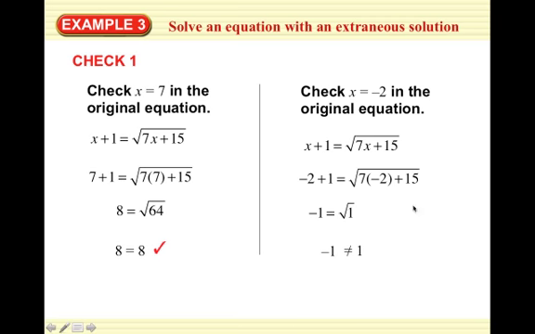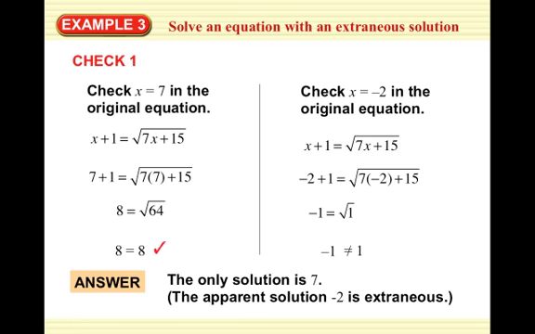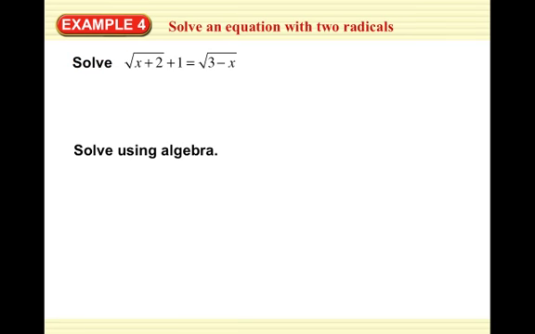No, because remember, we're just simplifying here. And when you are just simplifying and you have the square root of 1, you just want the principal square root. So square root of 1 simplifies to be 1. -1 does not equal 1. So we have only one solution, 7. The apparent solution, -2, is extraneous. It doesn't work. All right.